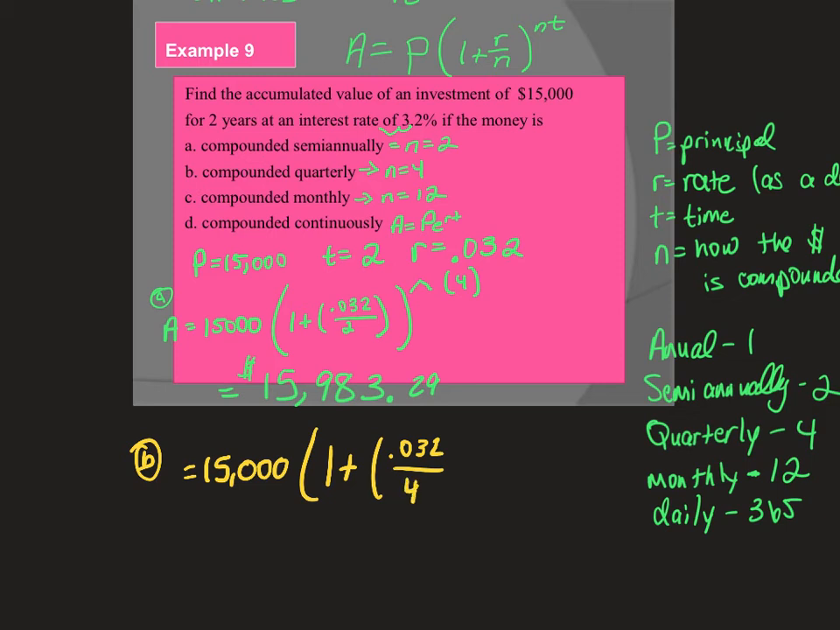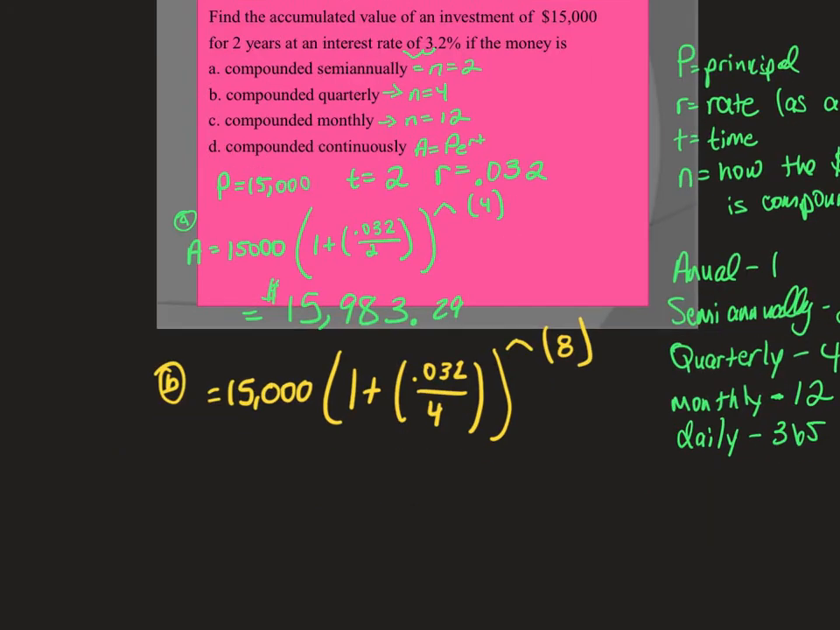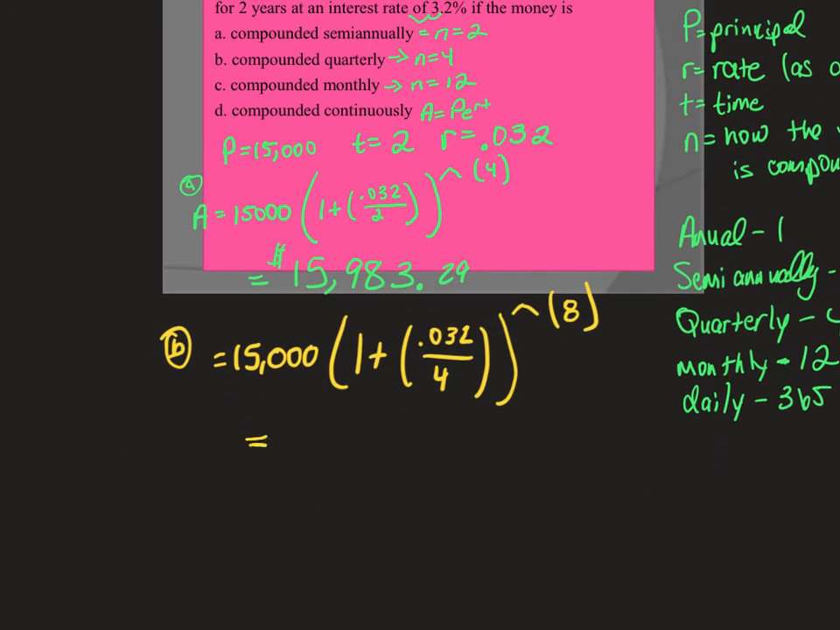What is my N value if I'm compounding quarterly? 4. So close your parenthesis, and then I'm going to raise it, in your calculator hit that caret button, to the N times T. My N value is 4, my T value is 2, so 4 times 2 is 8. Be careful that you don't make a mistake and say 4 times 2 is 6, because you added, right? So throw that in your calculator. Get all your parentheses and stuff good to go.